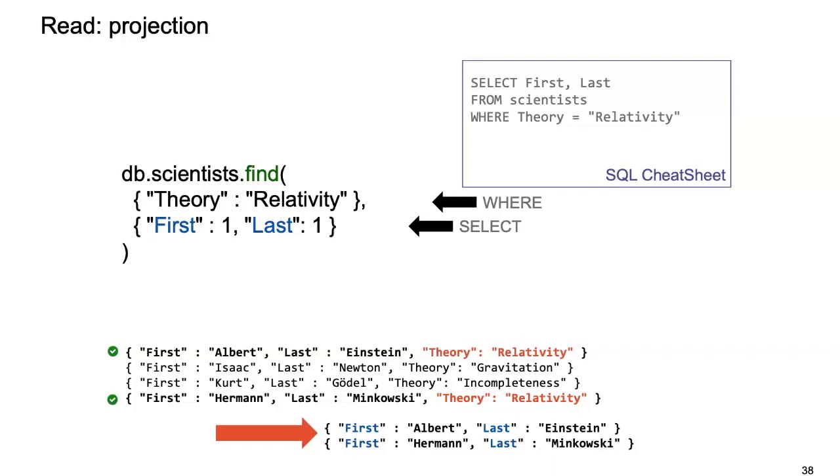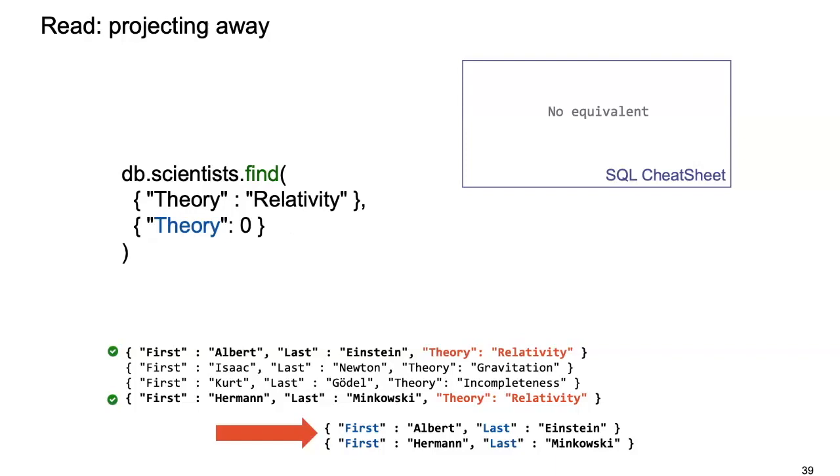In SQL, it's as if I said select first, last from scientists where theory is relativity, right? So I have both a projection and a selection here. So again, the first parameter is kind of the where clause in SQL, and the second parameter is kind of the select clause, right? So the where clause does a selection, and the select clause, unlike its name indicates, does a projection. Okay. So in fact, what we are doing here is not so far away from SQL, right? It is a simple case where the data is actually structured.